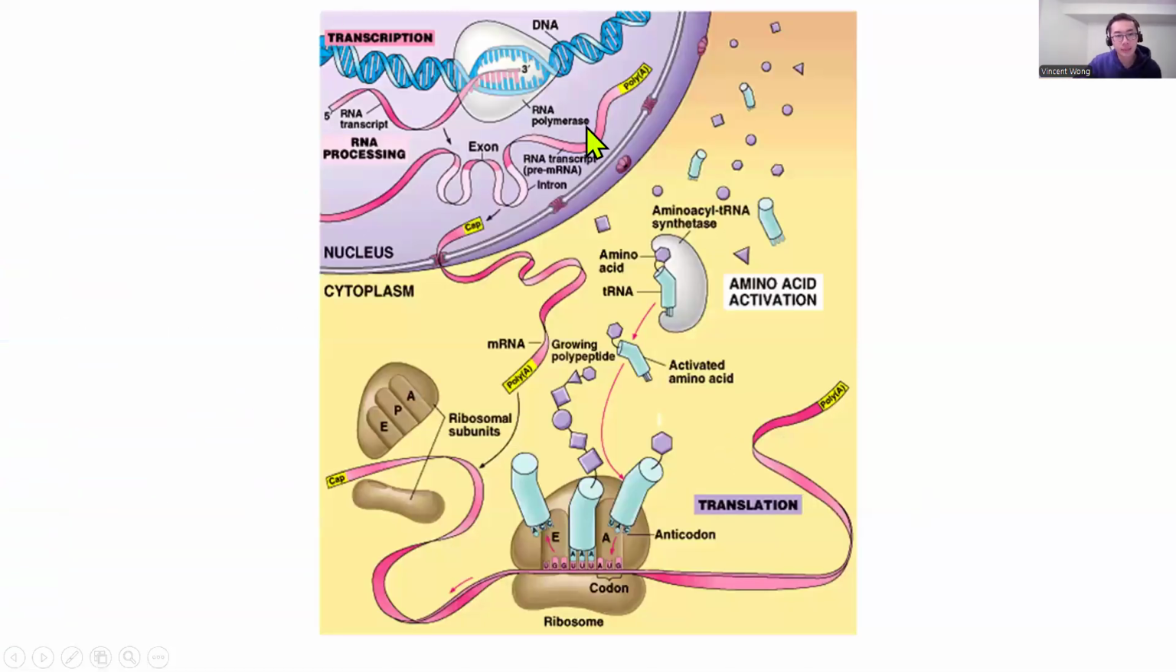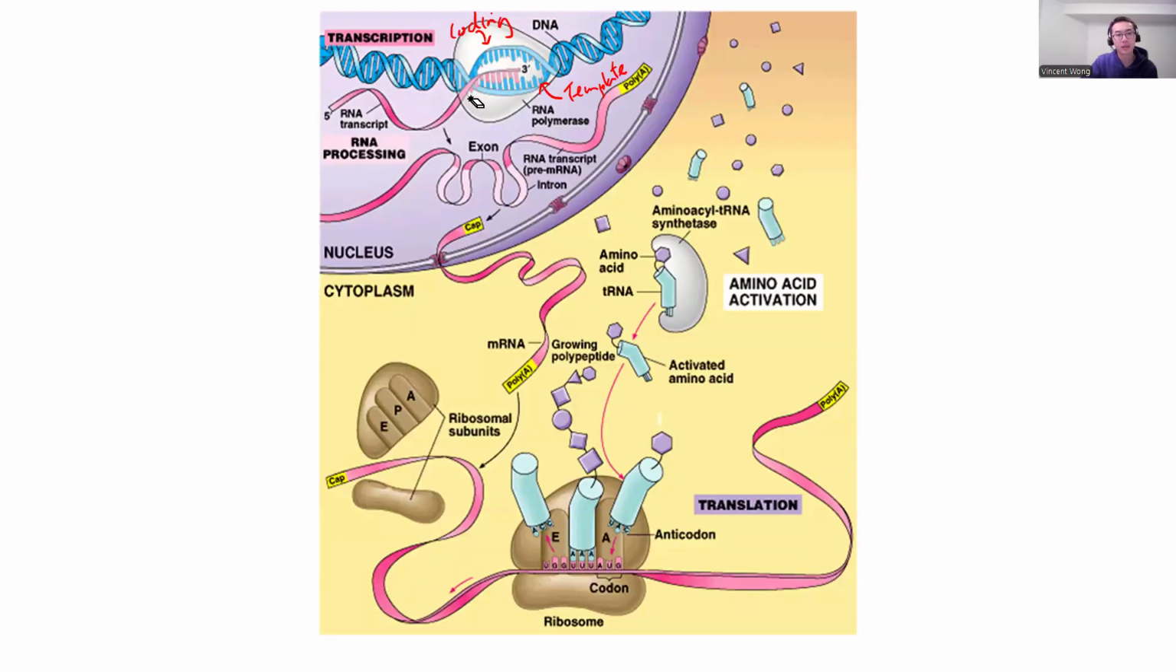And all that is kind of depicted in this picture here. Let me just walk you through it quickly. We have the transcription happening here with the RNA polymerase. The bottom strand here is the template, as you can see. And then the top strand is the coding, just like I drew in the notes. You have the RNA transcript here.